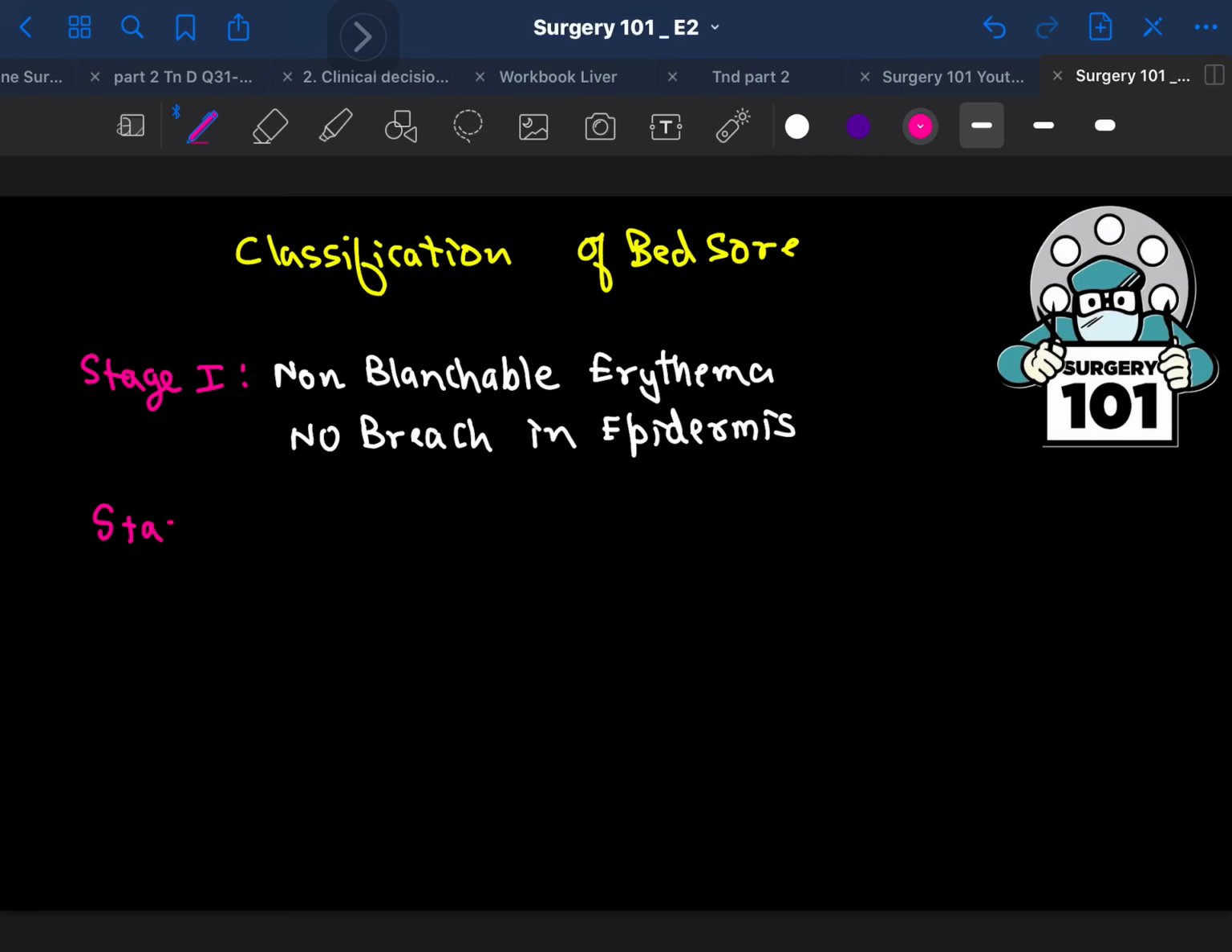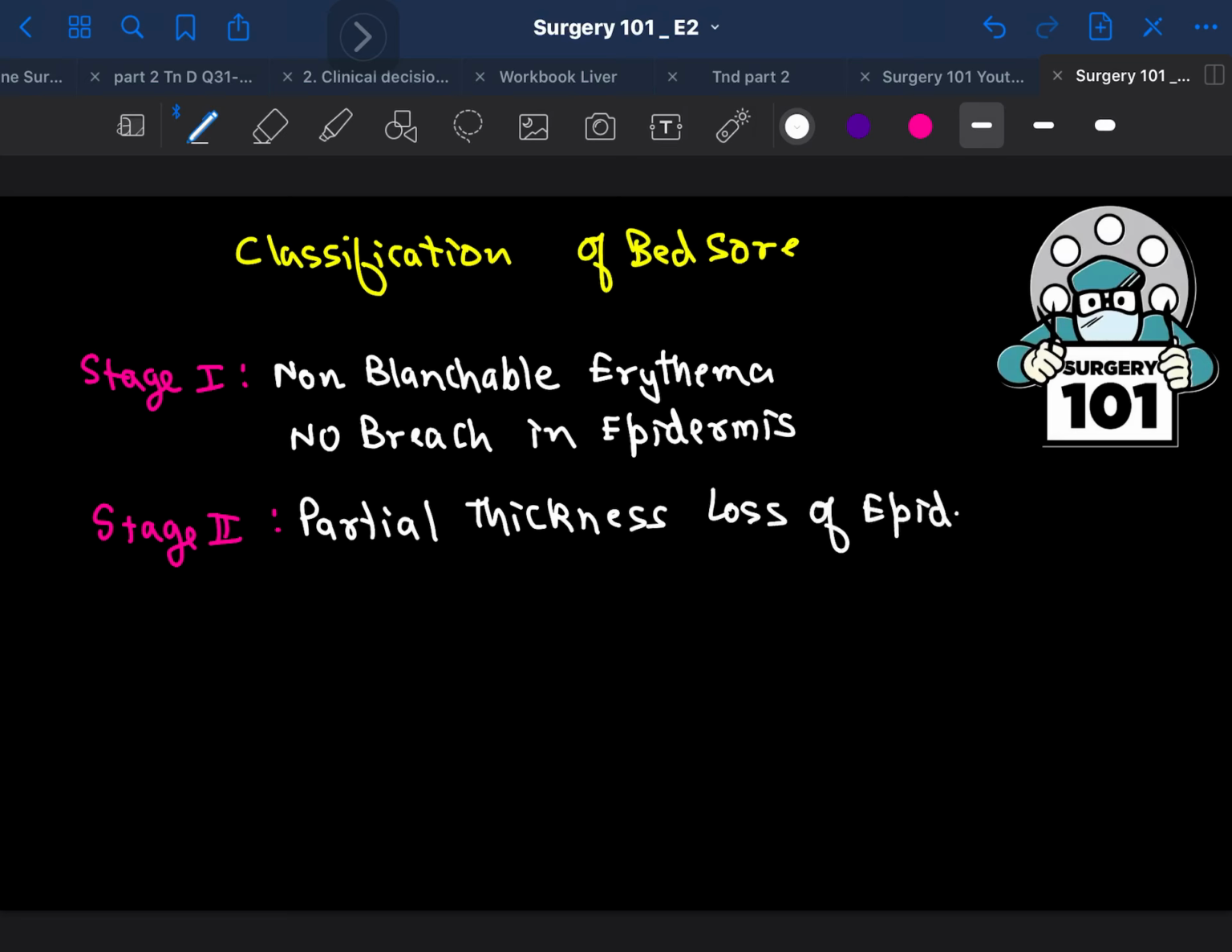Then you have stage 2. In stage 2, you have a partial thickness skin loss. Here you have a partial thickness loss of the epidermis and dermis.